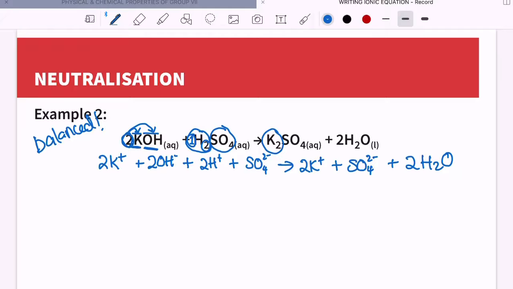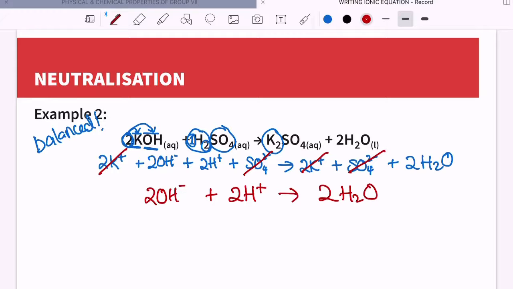Liquid cannot be broken down. Let's cancel the same ions on the left and the right. We have the potassium ion, we can cancel it. Next is the sulfate ion. So we are left with 2OH- plus 2H+ to form 2H2O. Since all the coefficients are 2, we can simplify it by dividing by 2. So we are left with OH- plus H+ forming water.